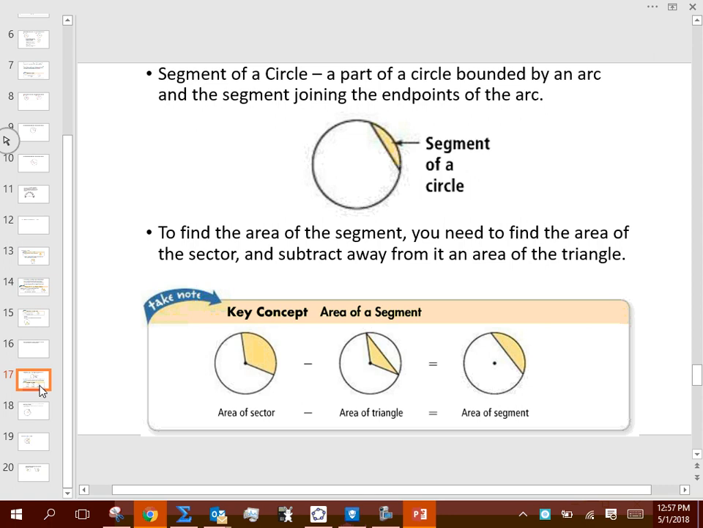Do you see that if I take that sector and remove from it that triangle, I get that segment? Okay? What is that triangle always going to be? What kind of triangle is that? It is always isosceles. So you're going to have to work with your isosceles triangles, altitudes of isosceles triangles, and that kind of stuff to help you generate the area of that segment. Okay? Some questions in your homework in regards to that.